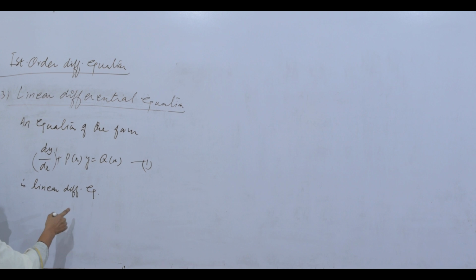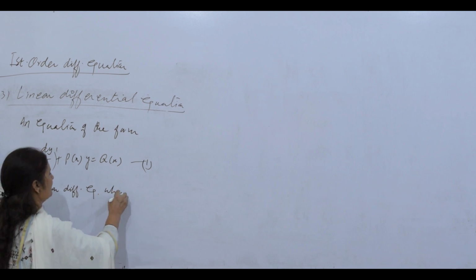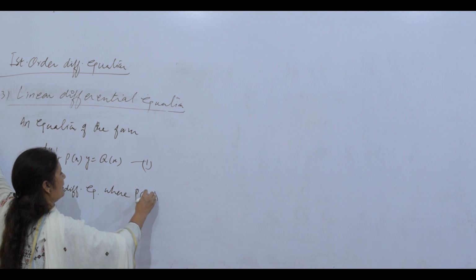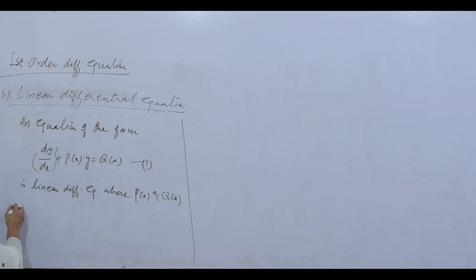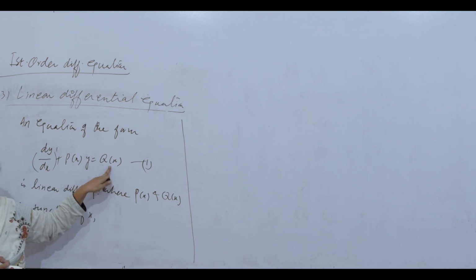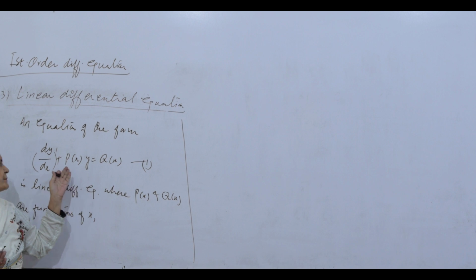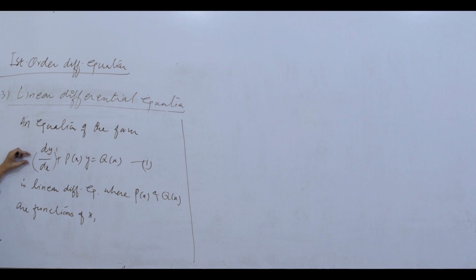So this is a linear differential equation where p(x) and q(x) are functions of x. It may be e^x, it may be sin x, or a polynomial or algebraic expression, whatever it is. So this is going to be the standard form. Its coefficient must be 1. If the coefficient is there, you have to divide it and see this is the format of the differential equation.